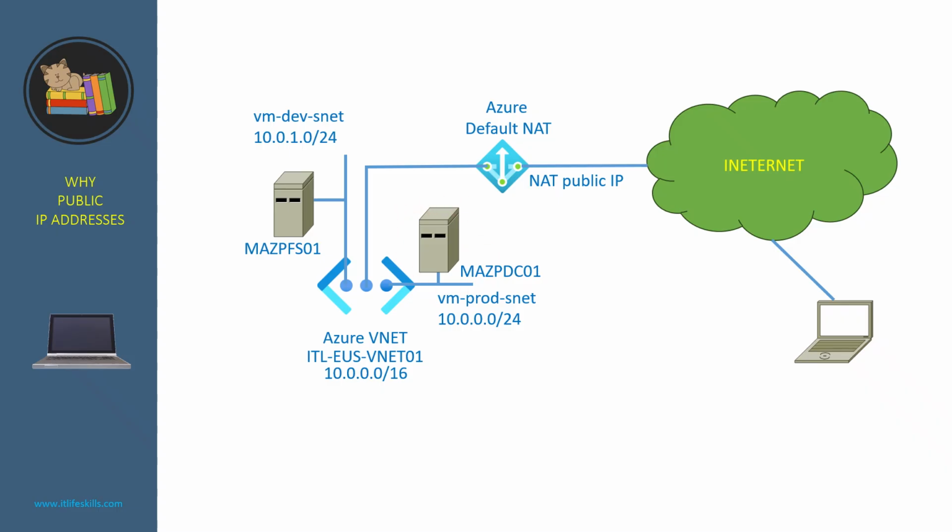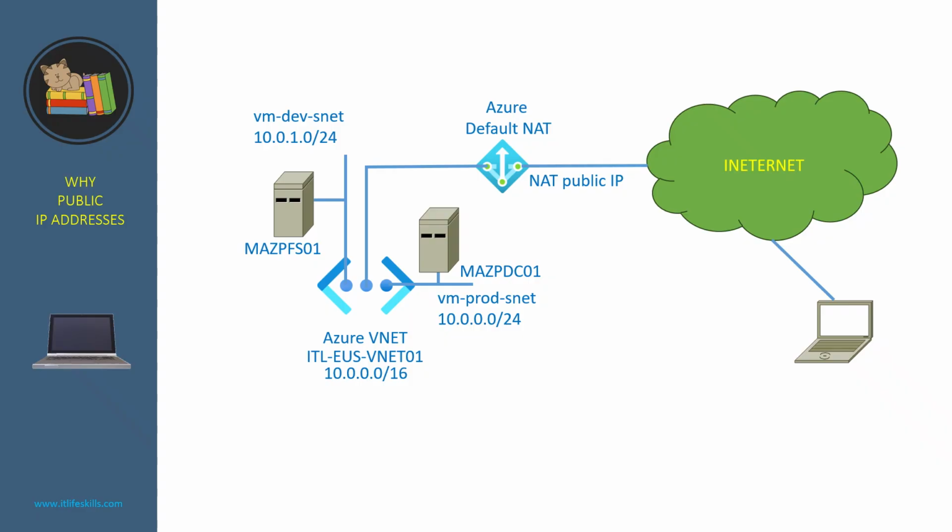MAZ-PDC01 accepts any traffic within the VNet or the internal network, and it does not allow any traffic from the internet because there is no connectivity, which means from a computer connected to the internet, there is no way we can access the resources on MAZ-PDC01. To access the resources on MAZ-PDC01, we have to connect from a VM within the VNet or the internal network.